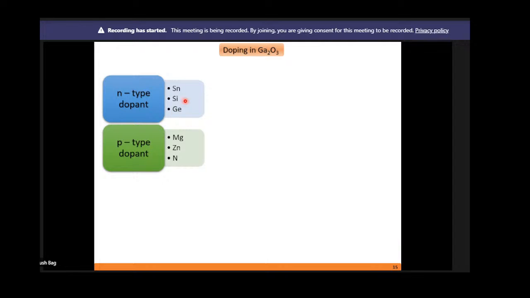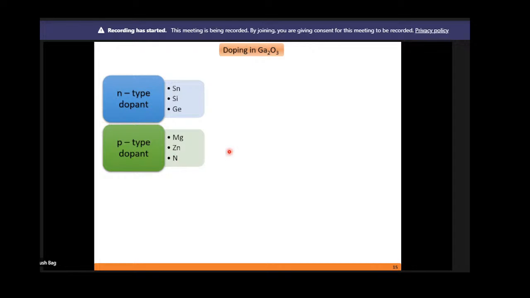So these are the typical N-type dopants for gallium oxide. Depending on the material, the dopant changes. We know that in silicon, arsenic and phosphorus give us N-type, whereas boron gives us P-type material in silicon technology. But in gallium oxide, you can clearly see that Sn, silicon, and germanium are commonly used for N-type material, and for P-type there are magnesium, zinc, and nitrogen.